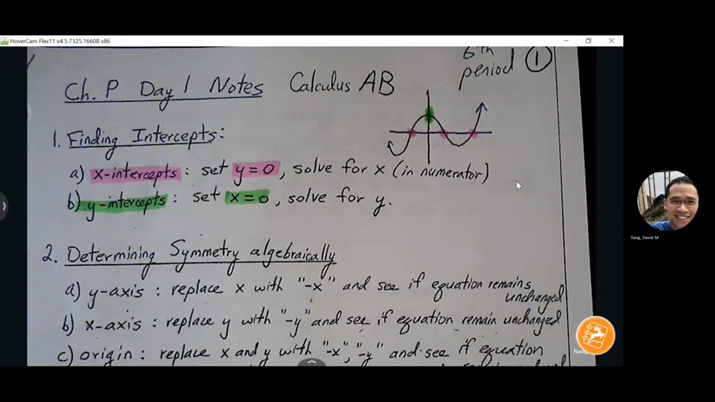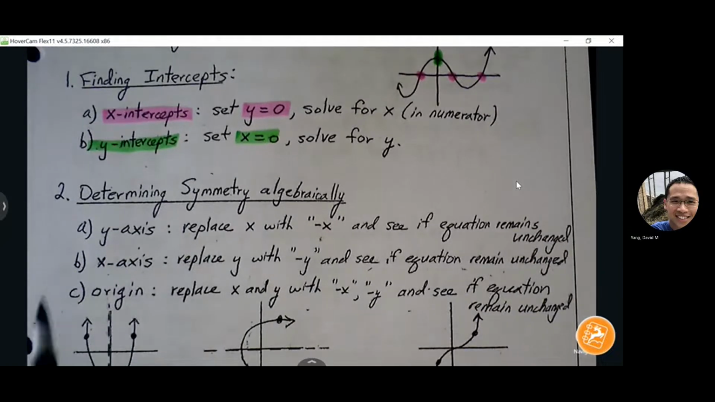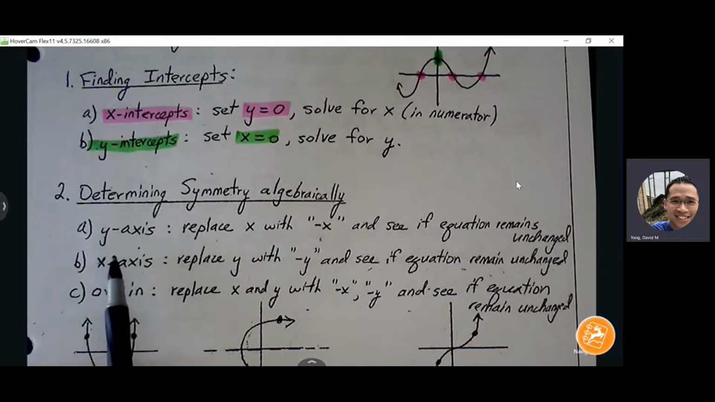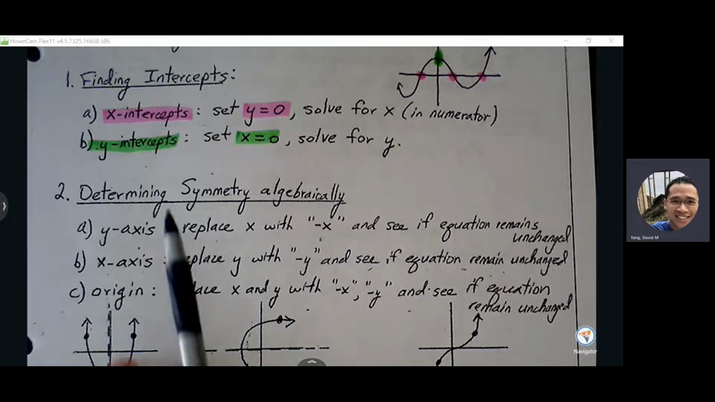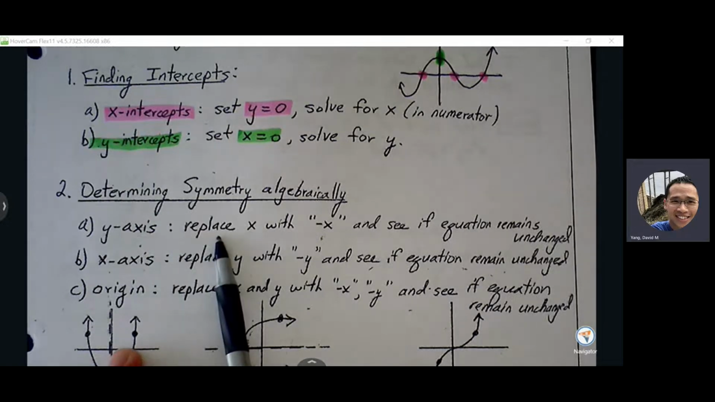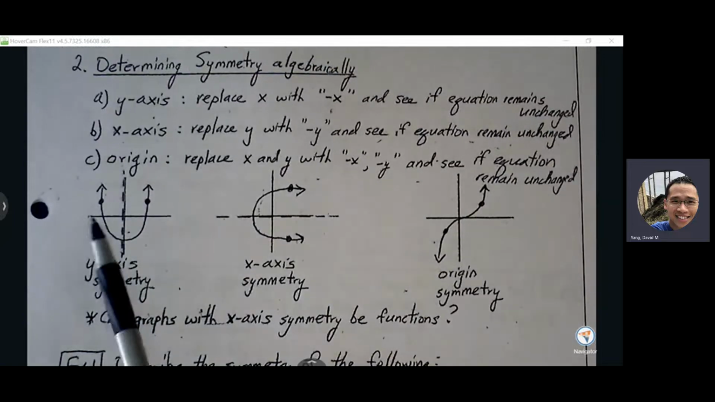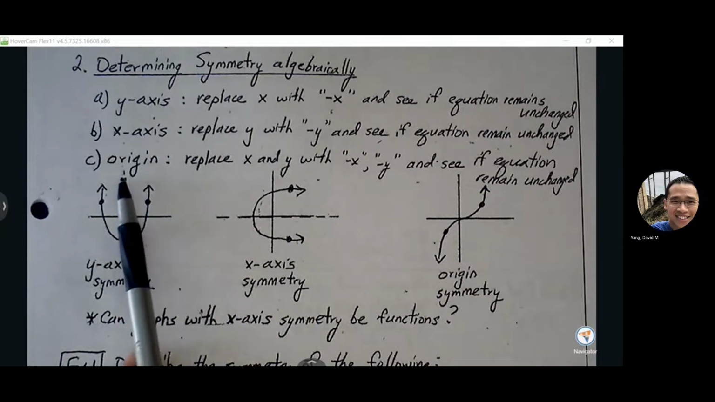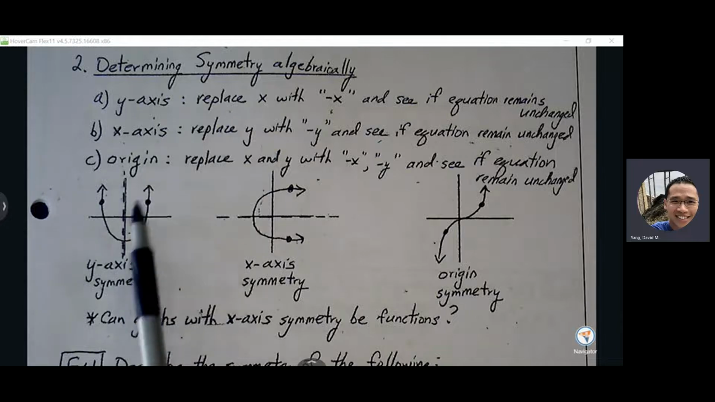Okay, the next thing, determining whether our graph has any symmetry. So there's three symmetries that we're going to review. There's the y-axis symmetry, x-axis symmetry, and origin symmetry. So y-axis symmetry is a graph that looks like this, where you can imagine folding your graph across the y-axis and having the graph perfectly overlap each other. Okay, this will be an example of y-axis symmetry.